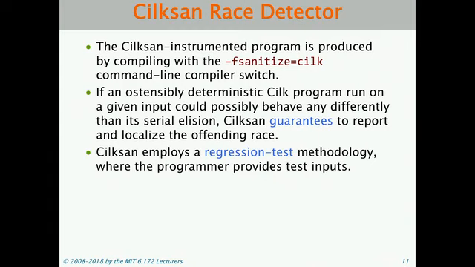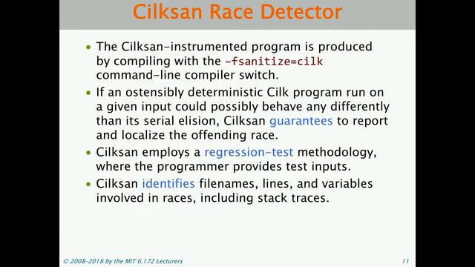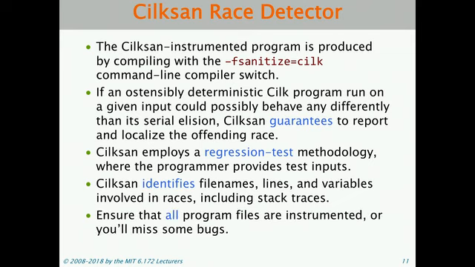So Cilkscale employs a regression test methodology where the programmer provides it different test inputs, and for each test input, if there could possibly be a race in the program, then it will report these races. And it identifies the file names, the lines, the variables involved in the races, including the stack traces. So it's very helpful when you're trying to debug your code and find out where there's a race in your program. One thing to note is that you should ensure that all of your program files are instrumented, because if you only instrument some of your files and not the other ones, then you'll possibly miss out on some of these race bugs.